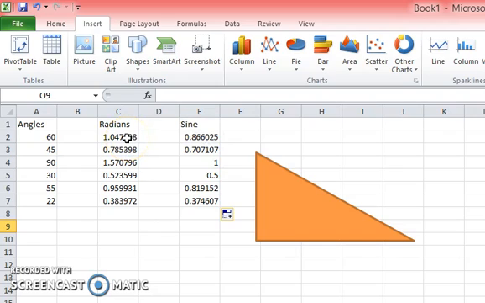You convert it to radians, really easy in Microsoft Excel, probably even easier than a calculator. And then also you can use the drag down, like I showed you earlier, just to find them all really quick. It'd be much easier than typing them into a calculator.